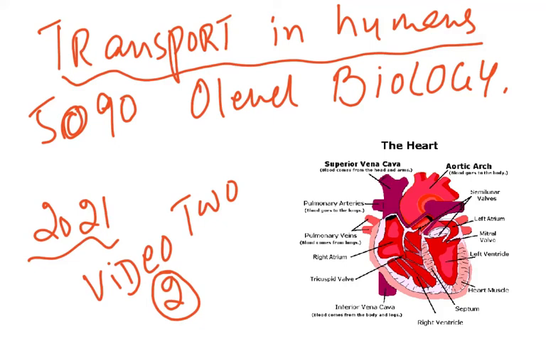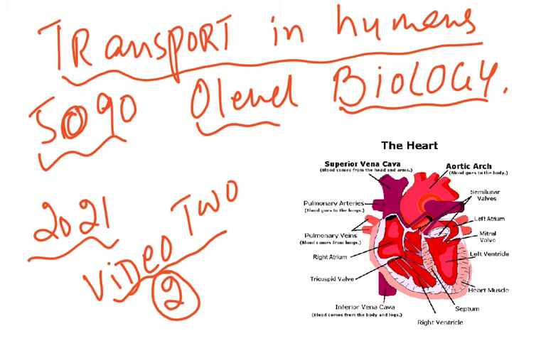Dear students, now we start the second video on the transport in humans. This is the 5090 O-level biology syllabus, and we are talking of the 2021 syllabus, and this is the second video which follows the video one which I have just completed.